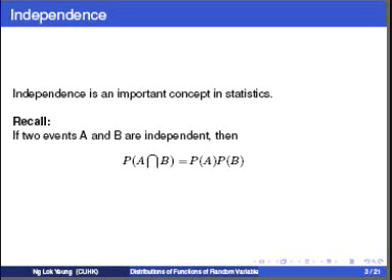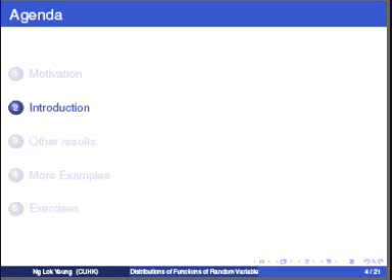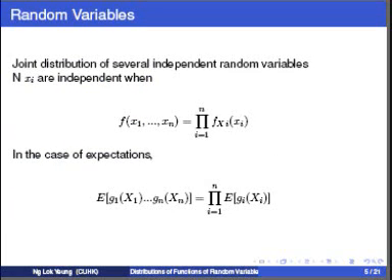If two events A and B are independent, then the probability of events A and B occurring together equals the product of their individual probabilities. This also applies to cases where there are three or more events. In the case involving random variables, we can investigate the joint distribution for several independent random variables.